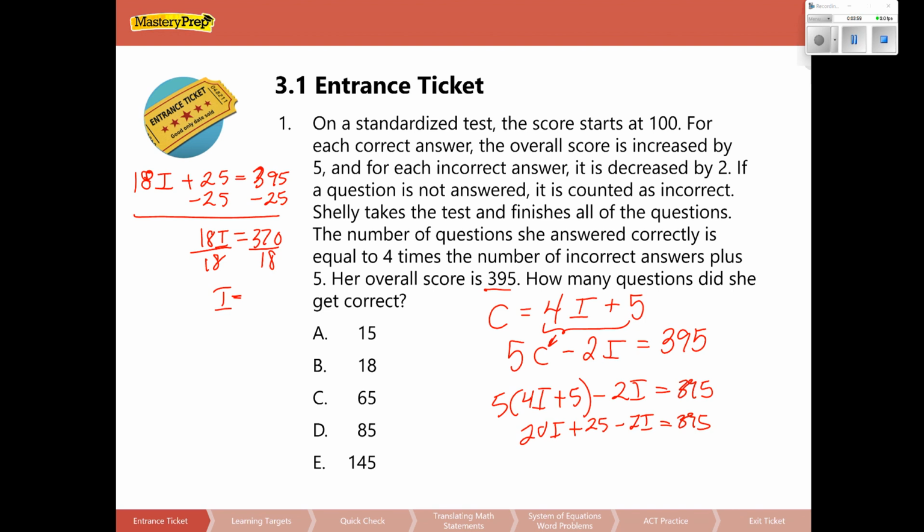So we just need to do 370 divided by 18. 370. What am I missing? Because for each correct answer is 4 times the number correct. 20 plus 5, yeah. 25 minus 5.